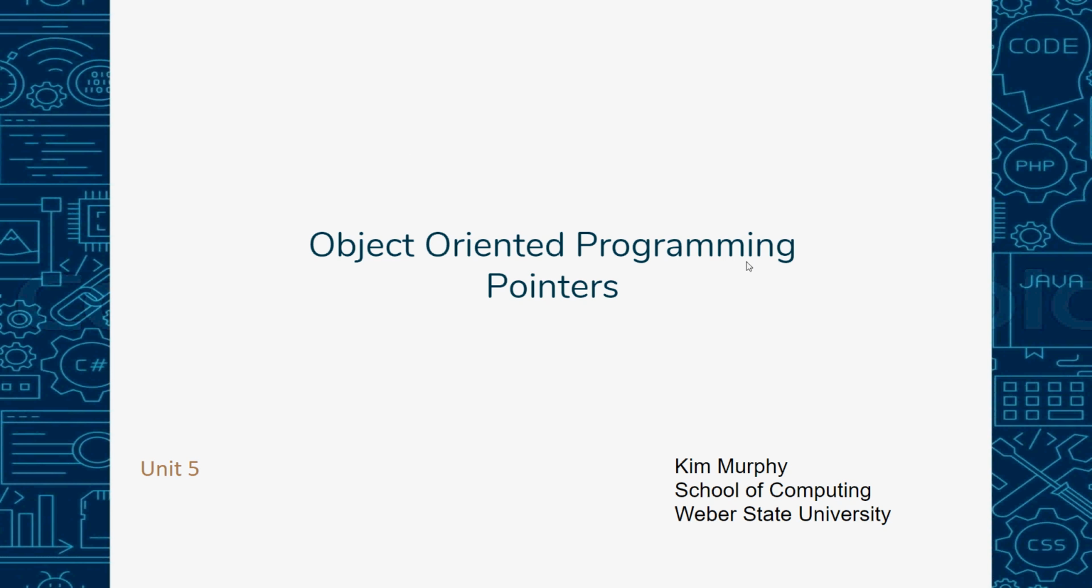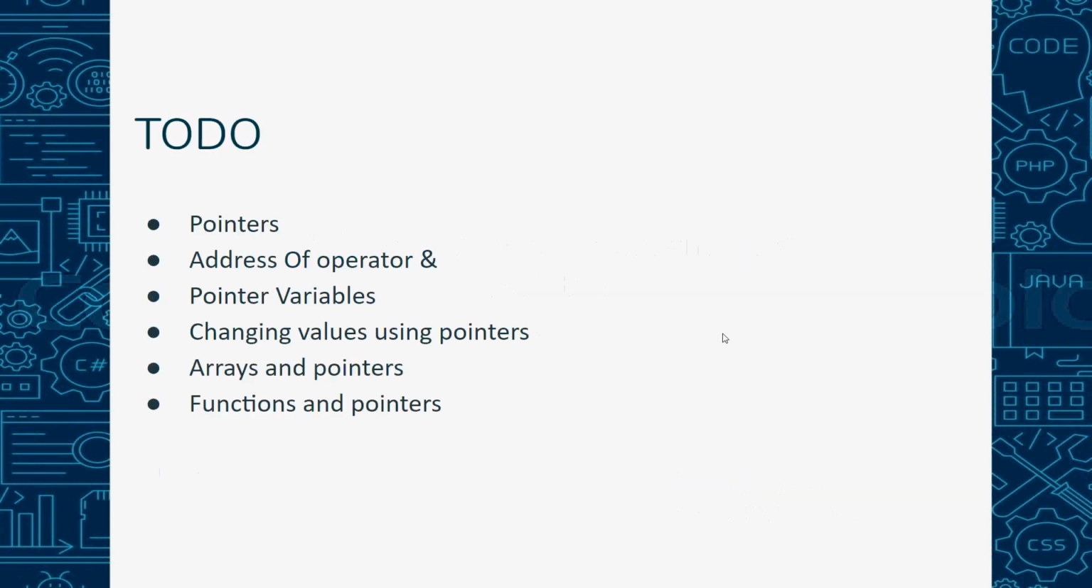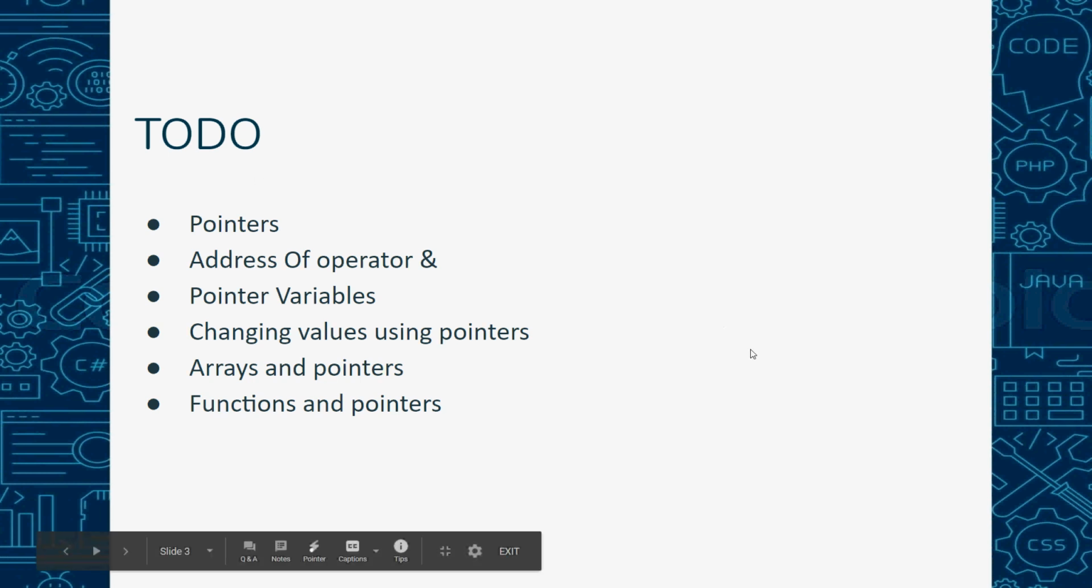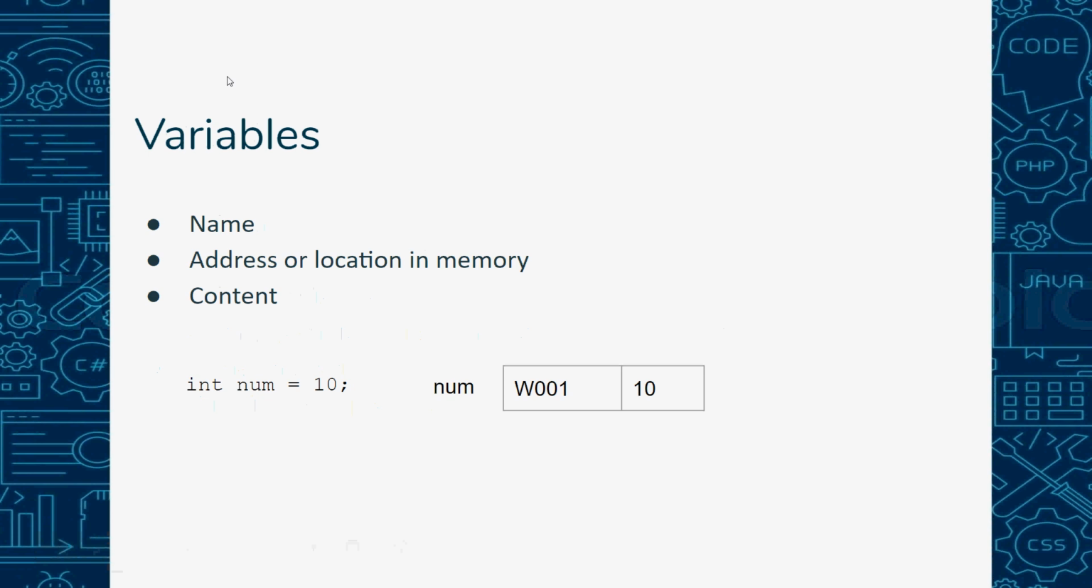Today we're going to talk a little bit about pointers and how C++ uses pointers, something we did not have whenever you were learning Java in the 1400 class. Java had references and C++ has pointers. There's a bunch of stuff we're going to talk about.